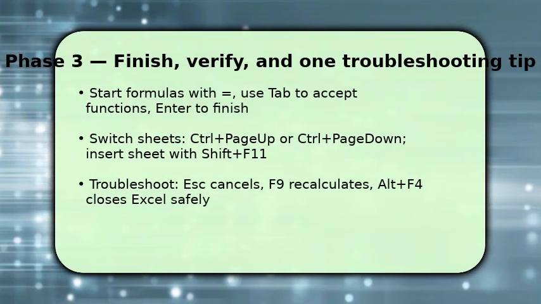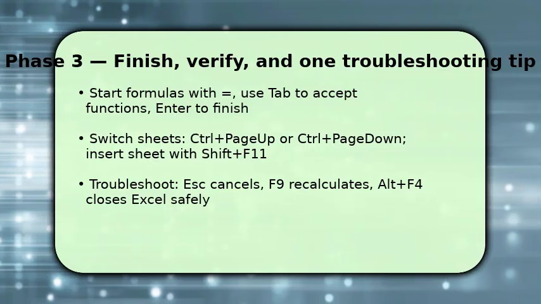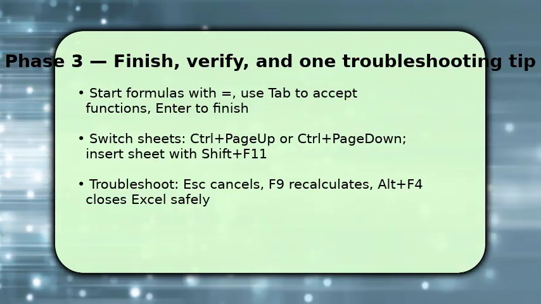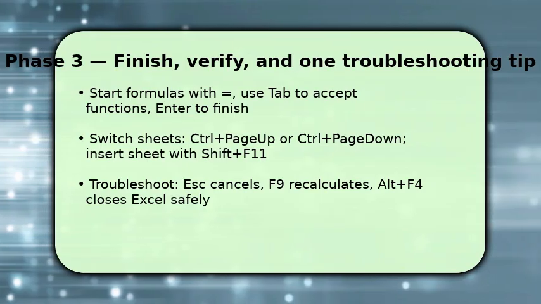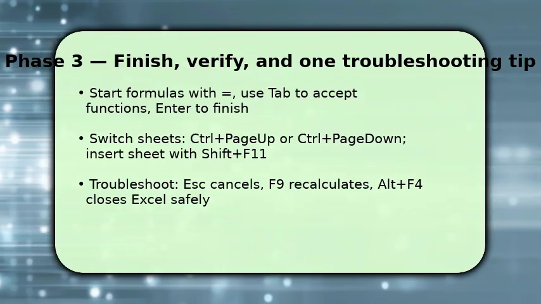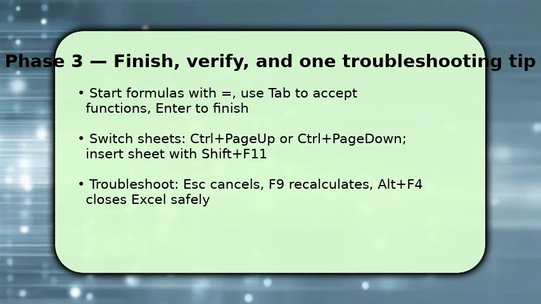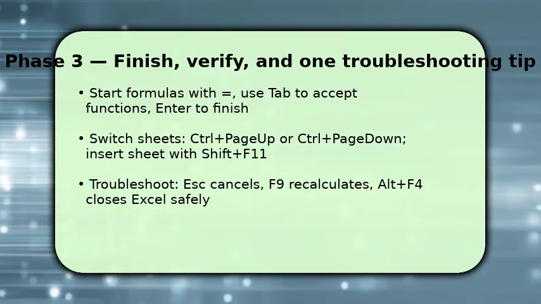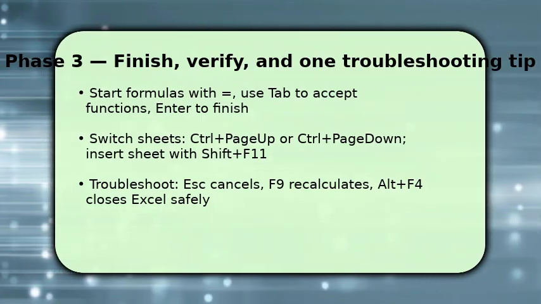Finish by building formulas and managing sheets keyboard only. Type equals then the function name, press Tab to accept suggestions and use arrow keys to choose arguments, Enter to apply. Move between sheets with Control plus Page Up and Control plus Page Down, or press Shift plus F11 to add a sheet.